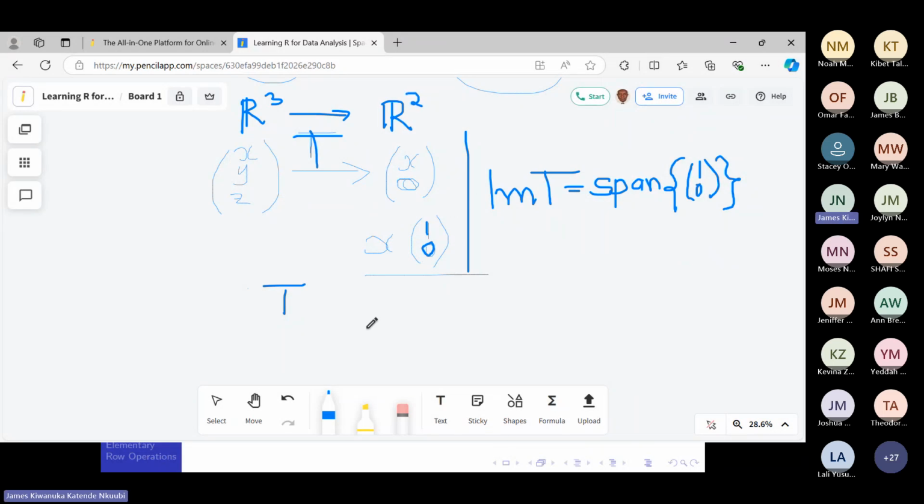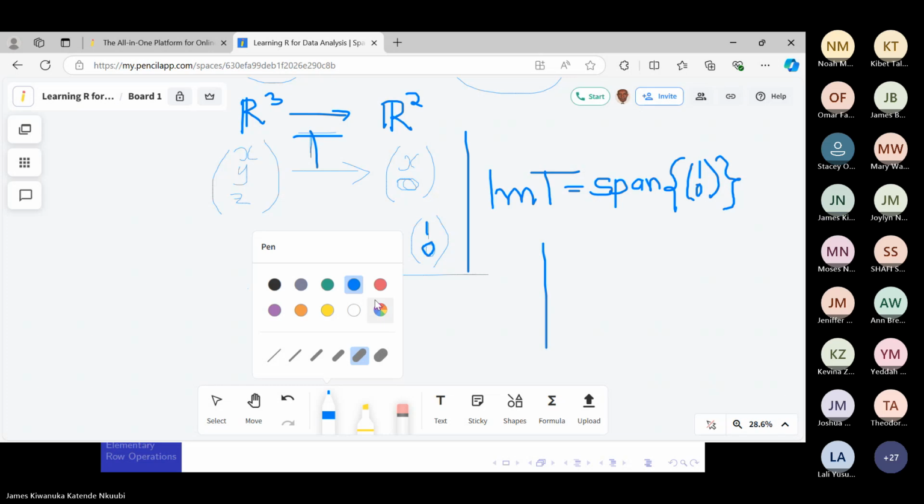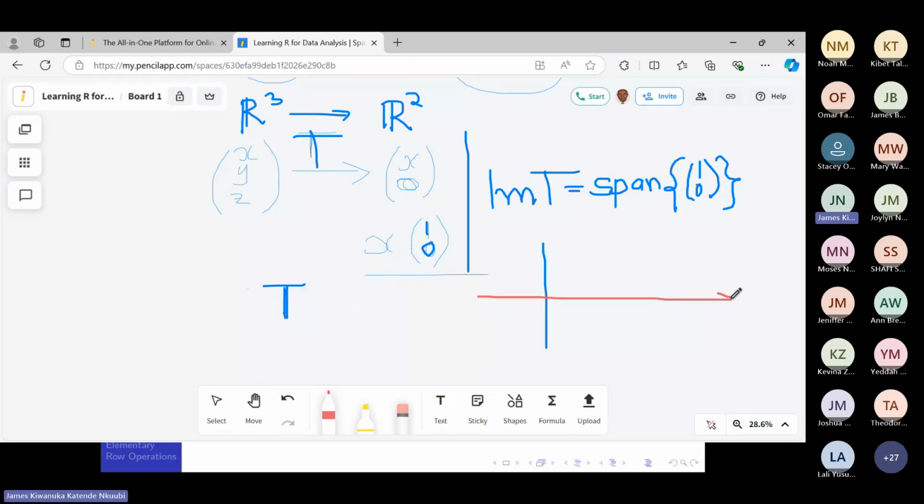So this is clearly not surjective because there are a lot of vectors that won't appear here. If you were to draw this geometrically, then it would just be this red line, the x-axis. The rest of the vectors are not in the image. It's only the x-axis. Is that the same answer you got?